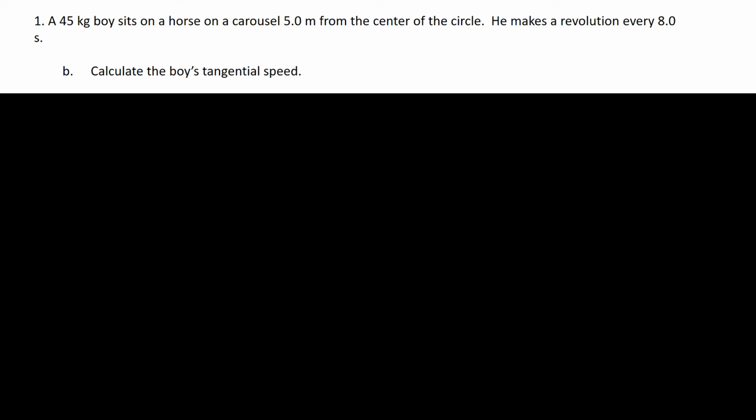So now I've got to calculate the boy's tangential speed. Now I actually need to know things. I had my 5 meters equals my radius. I had my period, which is 8 seconds. And my frequency, remember, was 0.125, I'll just say 1 over seconds, revolutions per second. And then I've got to figure out his tangential speed.